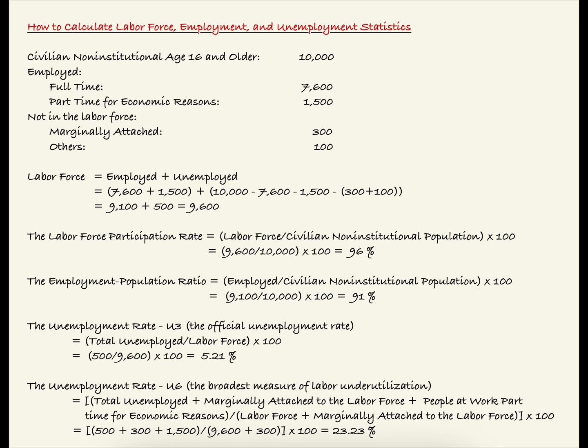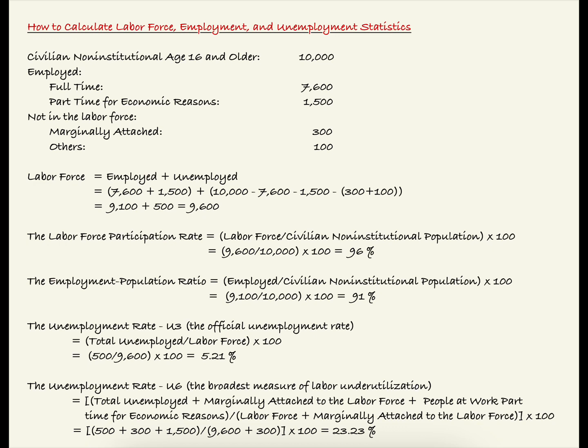And lastly, let's take a look at the U6 unemployment rate, which is the broadest measure of labor underutilization. To calculate the U6 unemployment rate, we take the total number of unemployed individuals, add the number of individuals who are marginally attached to the labor force, add the number of individuals who are at work part-time for economic reasons, and divide that by the labor force plus the marginally attached to the labor force individuals. We take that ratio and multiply it by 100 to express it as a percent.